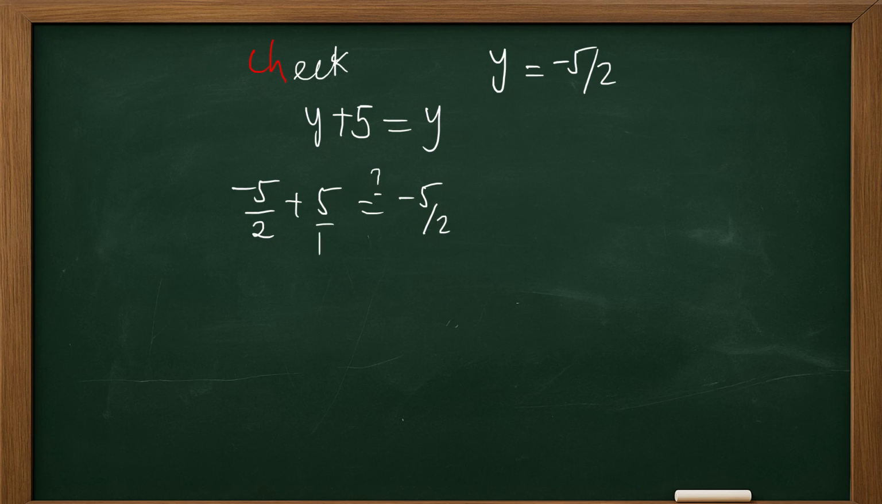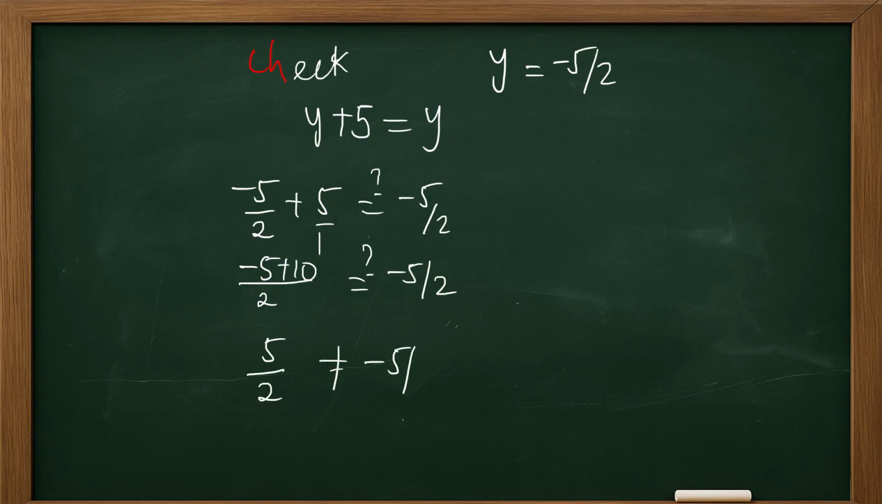So finding the LCM of this, which is the common denominator, here we have -5 plus 10. We want to see if this is -5 over 2. So by solving this, we have 5 over 2, which is not equal to -5 over 2.